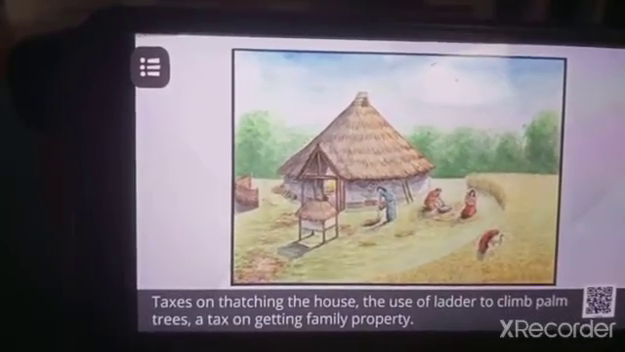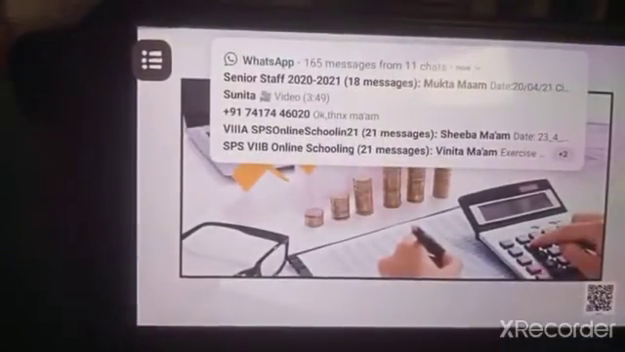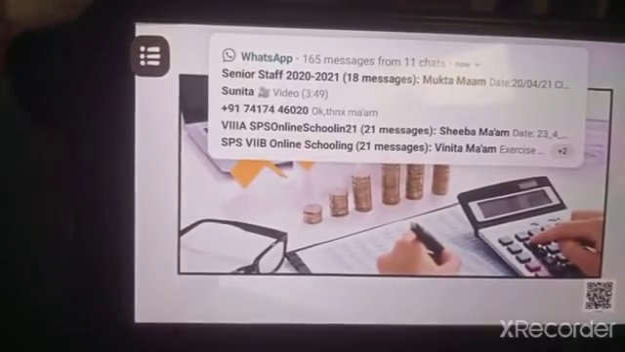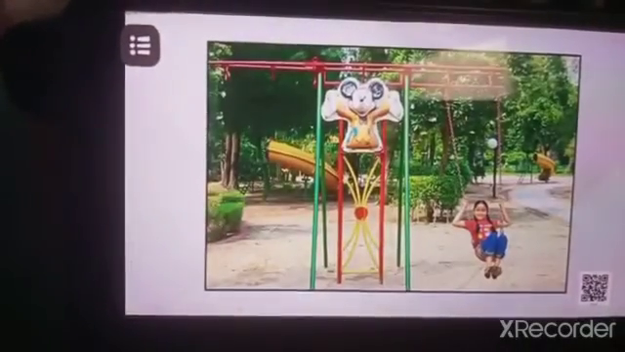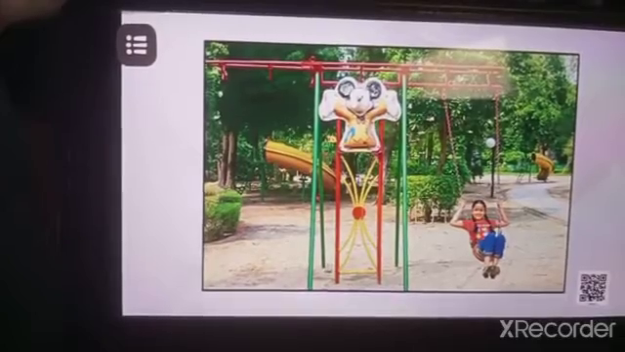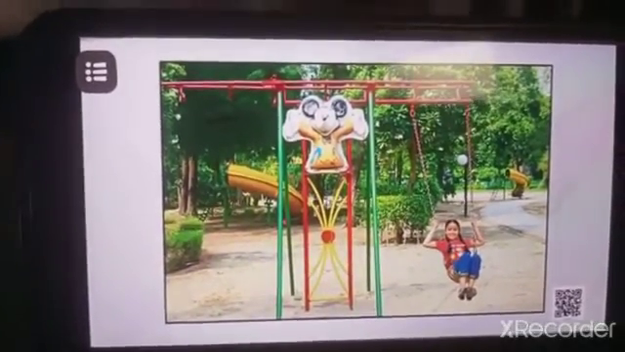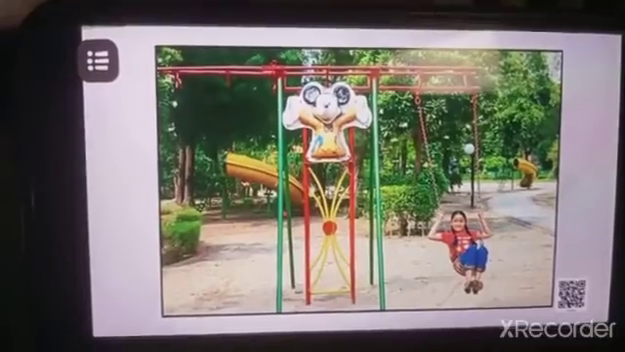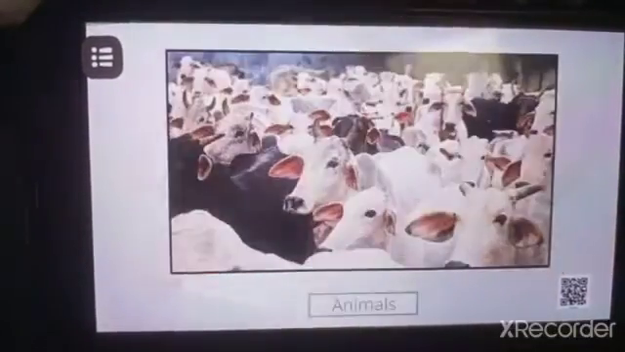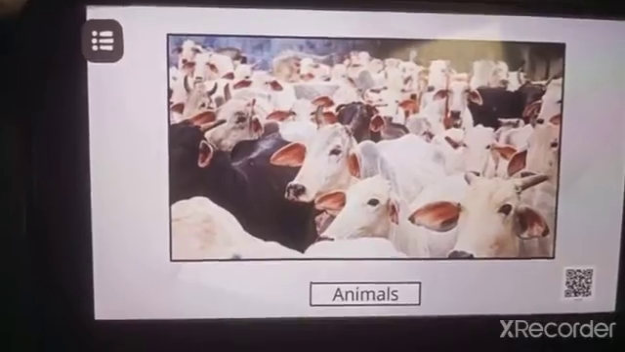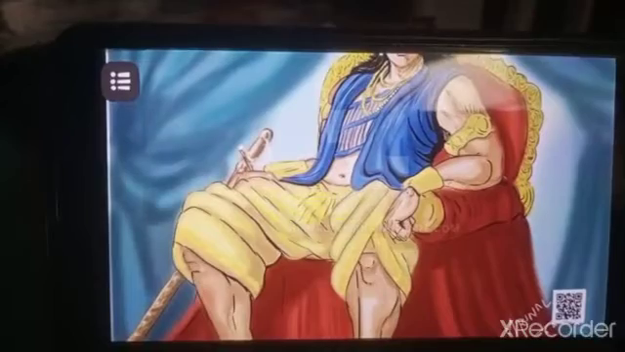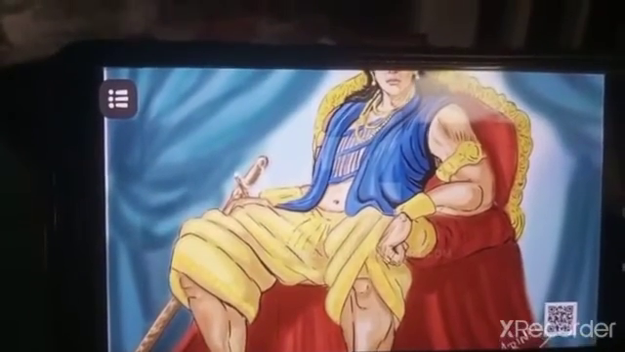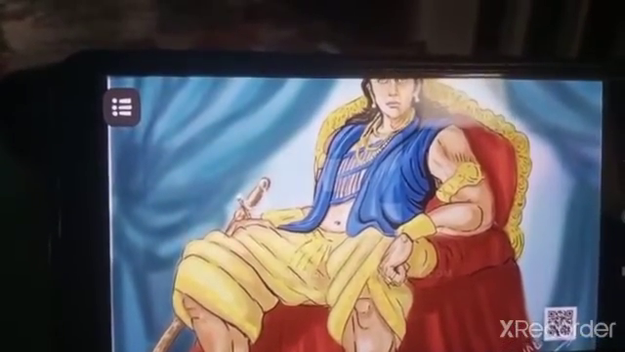Children, you all know that we also pay a number of taxes, and in return, the government provides us various facilities like roads, street lights, parks, etc. The only difference is that we pay taxes in cash, and earlier they were paid in form of grains, animals, and services. Now, you have to consult your parents and make a list of the taxes that we pay these days. I'm sure you'll be able to do that.